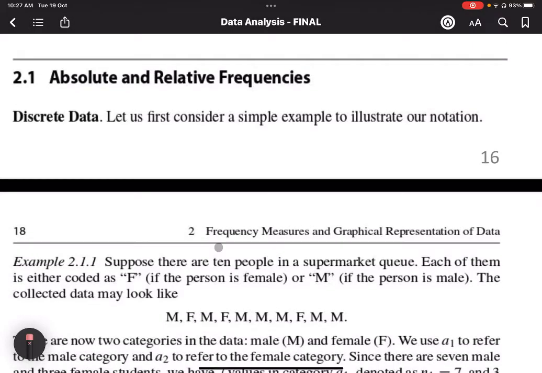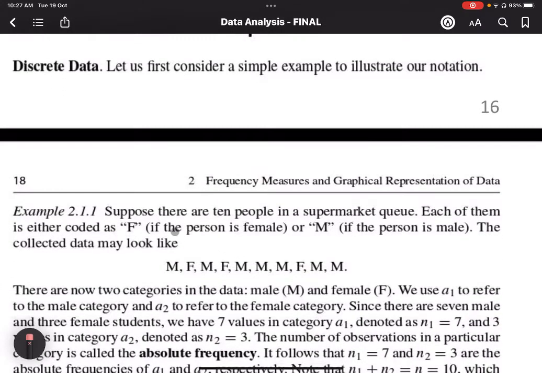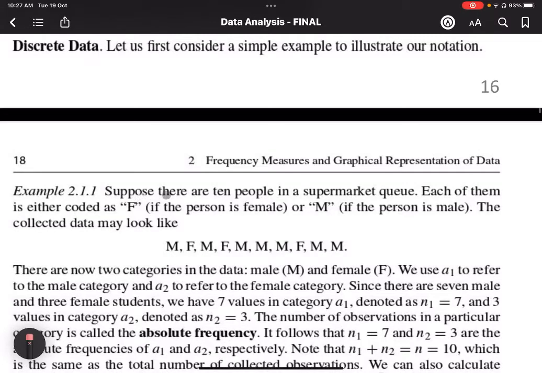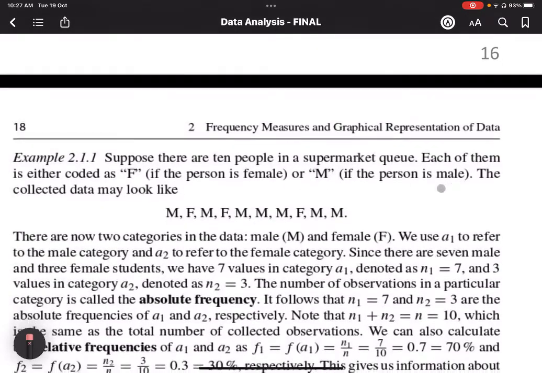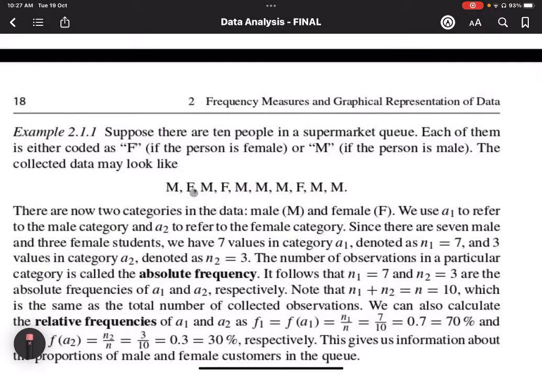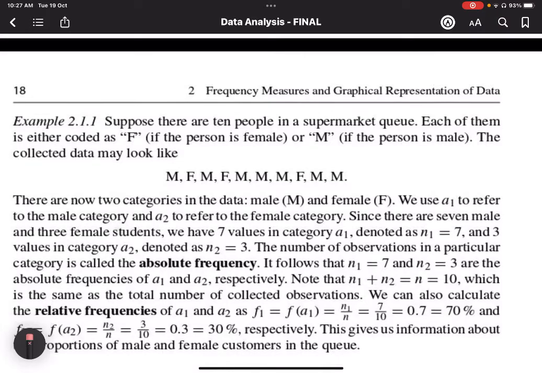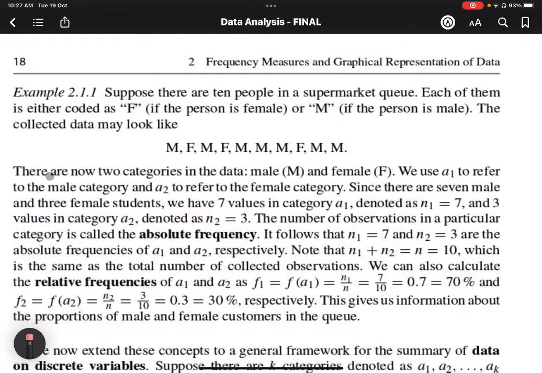So what is our example? Nominal variable. For example, male, female. Suppose there are 10 people in a supermarket queue. Each of them is either coded as F if the person is female or M if the person is male. The collected data may look like M, F, F, and so on, up to 10. We have 10 data collected.